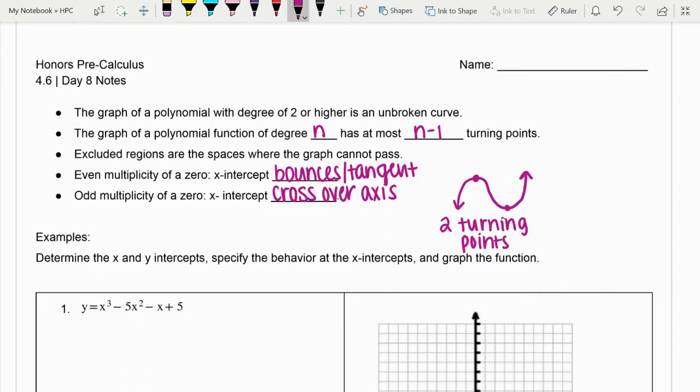But if our graph looks something like this, so if it was like a cubic, this has no turning points. So it's just going from negative to positive. It's not going, like in our first example, positive to positive again. It's not turning. This is just going negative to positive. So it's just increasing. So no turning point.